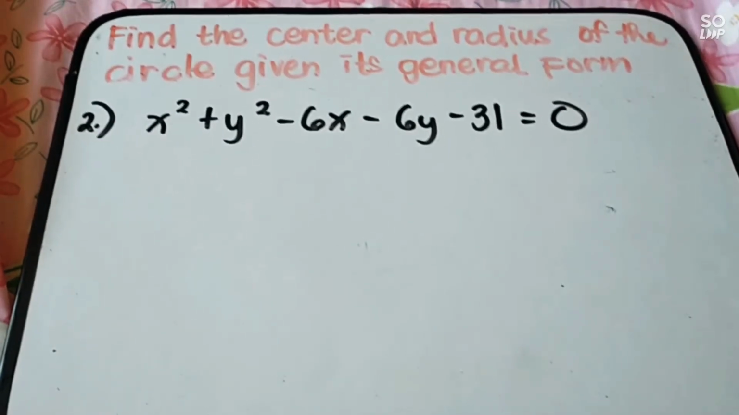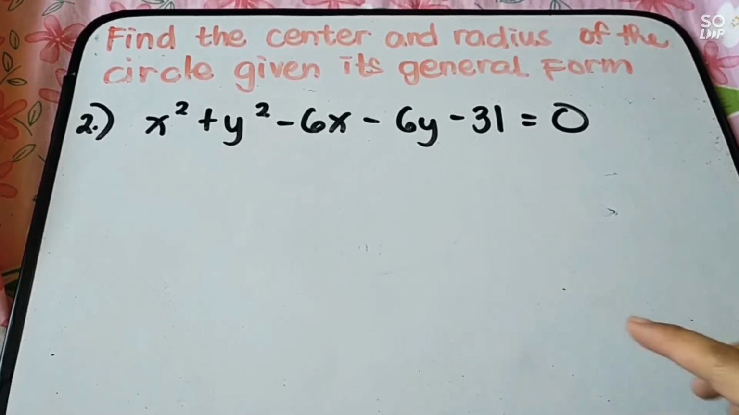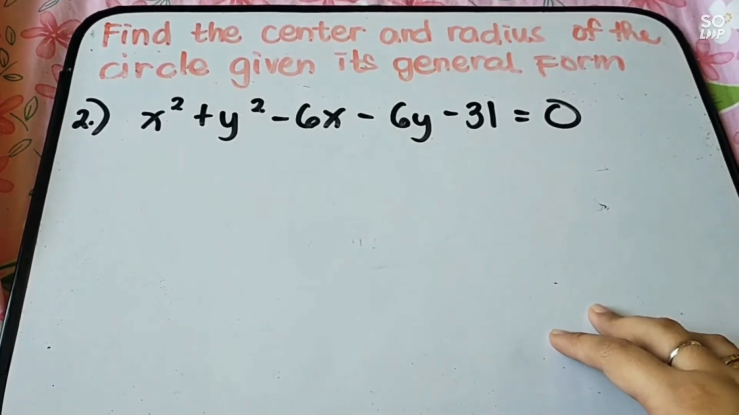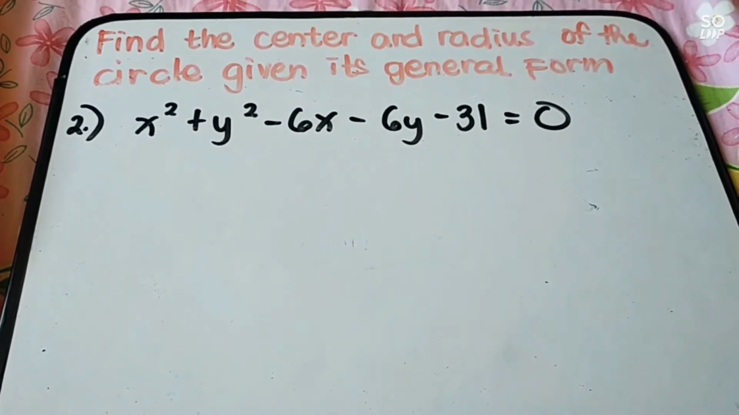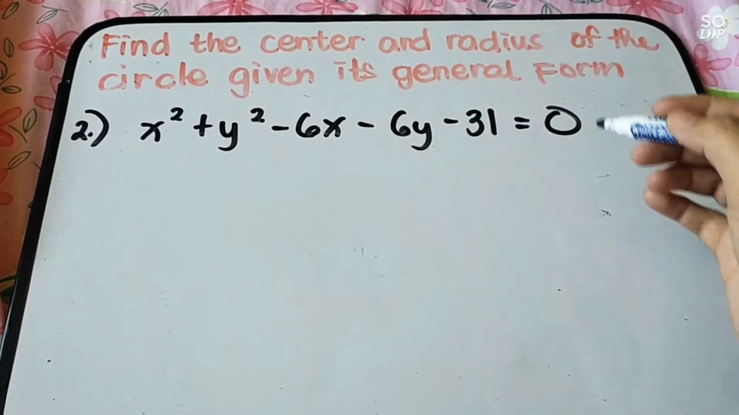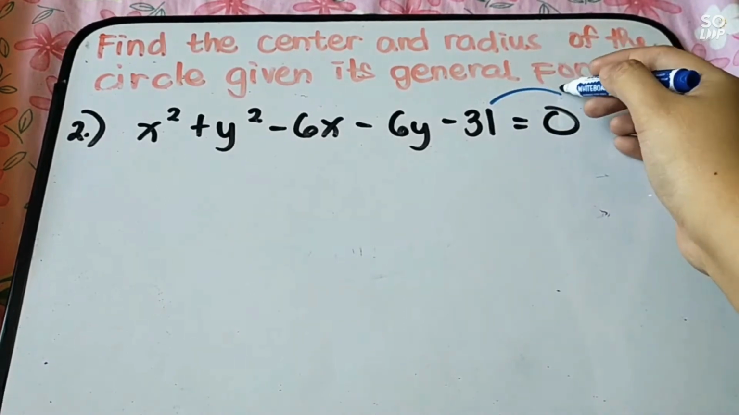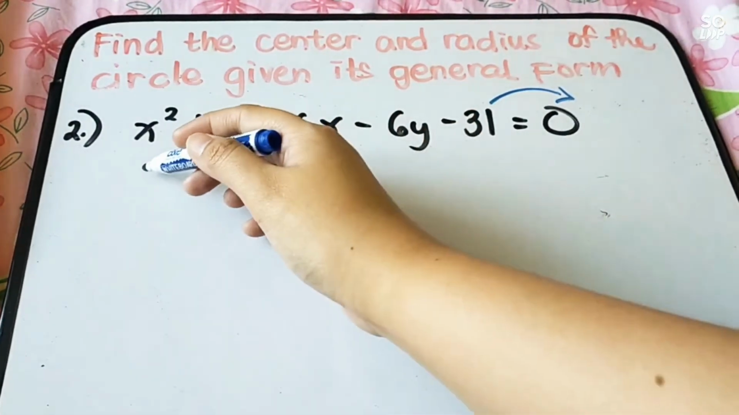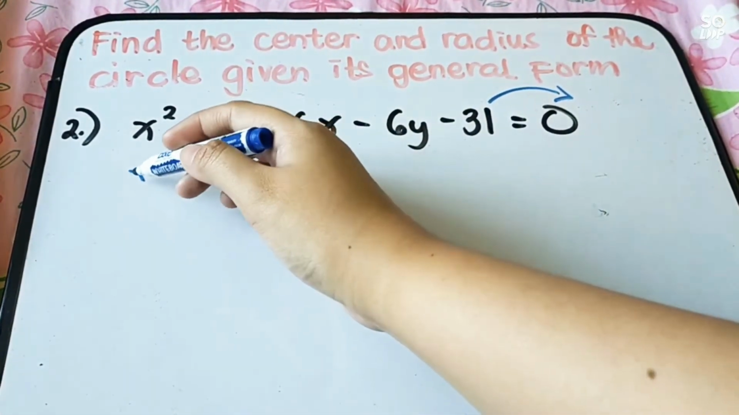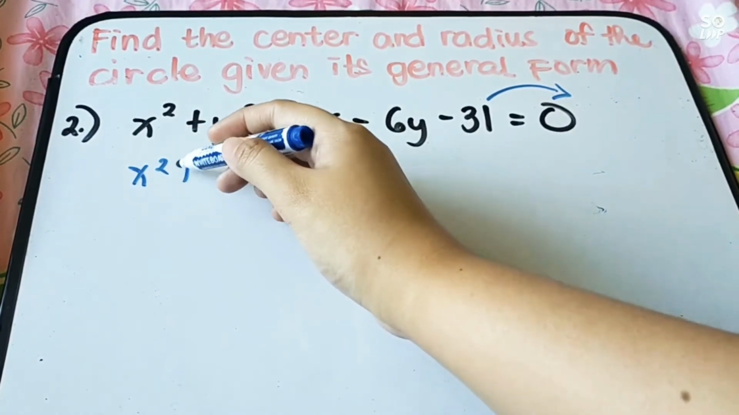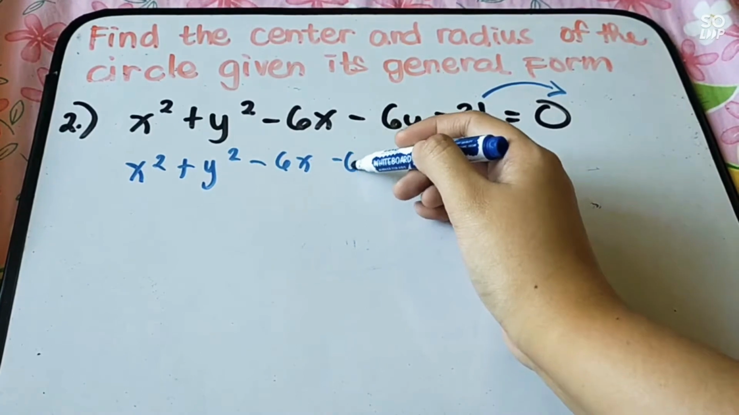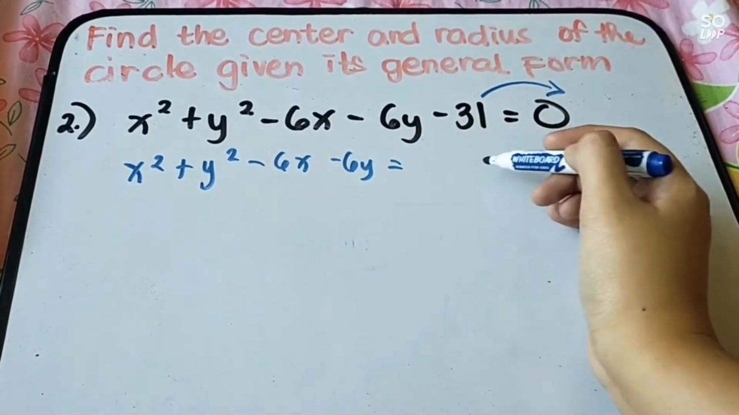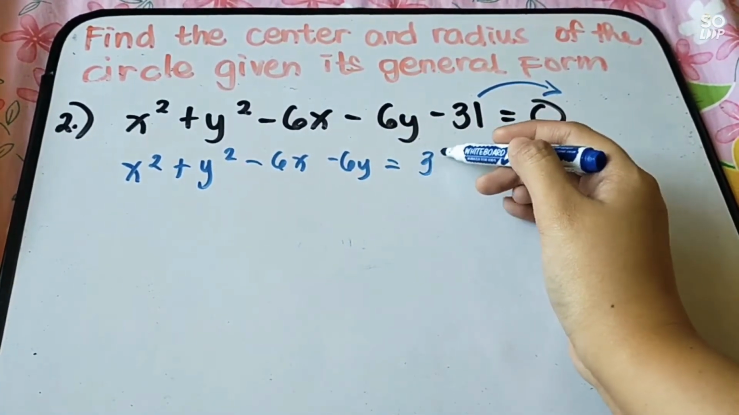Number 2. Given x squared plus y squared minus 6x minus 6y minus 31 is equal to 0. First step, si constant term, lipat mo sa kabilang side. So, we have x squared plus y squared minus 6x minus 6y is equal to positive 31.